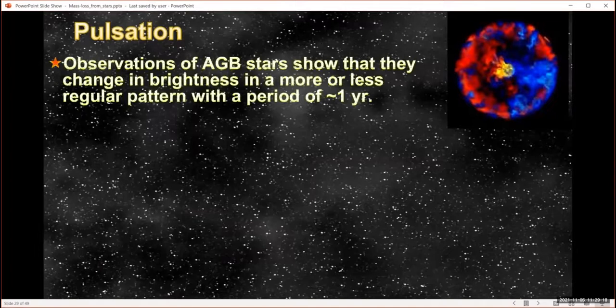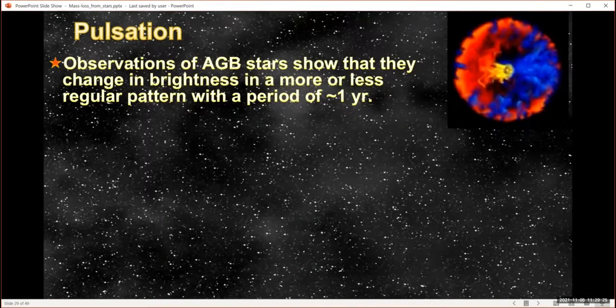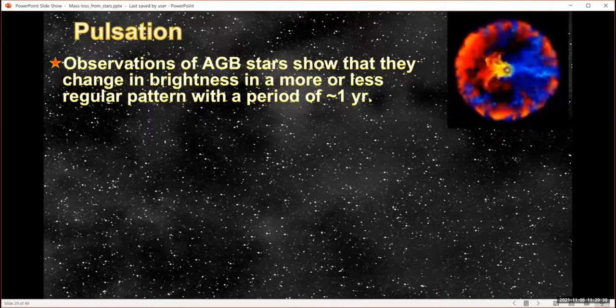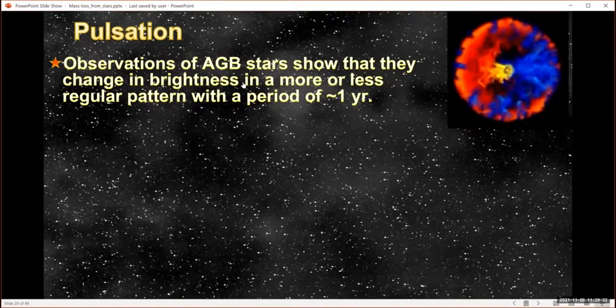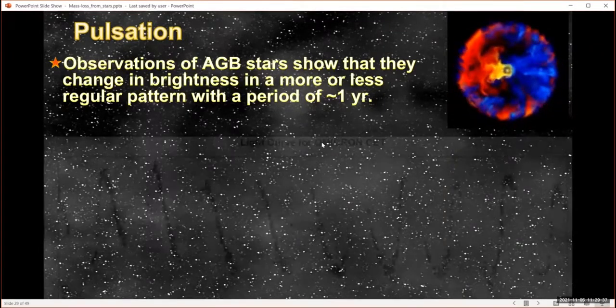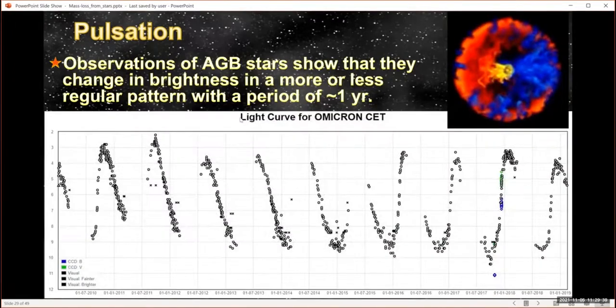So what gives? Well, there's pulsation. So what we have is that stars in the AGB phase, their brightness changes over time. And what's happening is they're pulsating, they're moving in and out. And we're going to go into this in a little bit of detail. Here we've got the light curve for Omicron Ceti. Omicron Ceti is Mira. We've talked about Mira already.